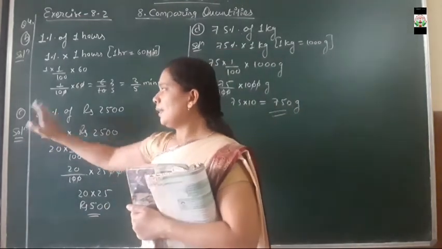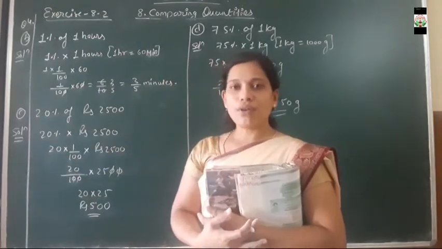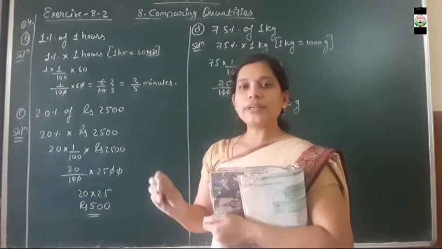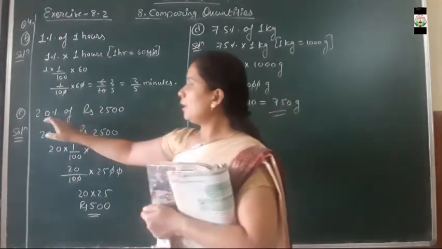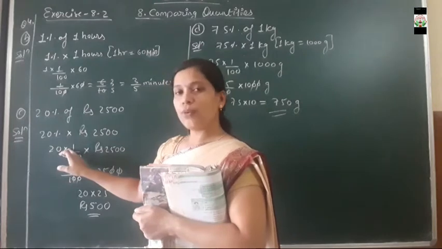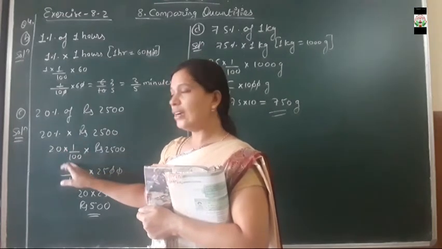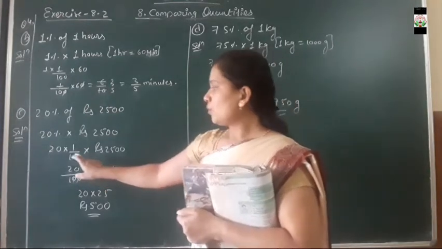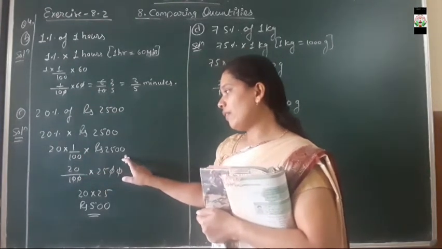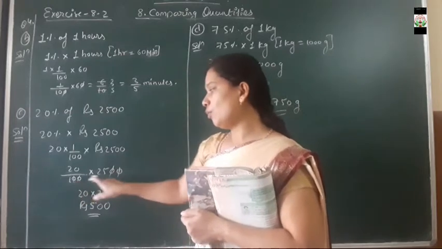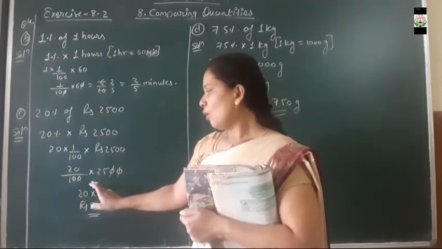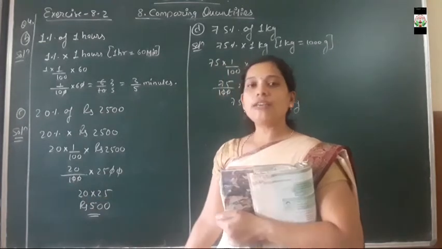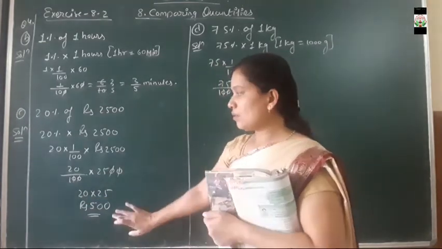Then the C part of the question, 20% of 2500. So 20% is being written as 20 upon 100. So 20 into 1 upon 100, of meaning again into rupees 2500. So 20 upon 100 into rupees 2500. Two double zeros from the numerator and denominator will get cancelled. What is the number left out? 20 into 25. So 20 into 25 will be equal to 500 rupees. So this is the answer.